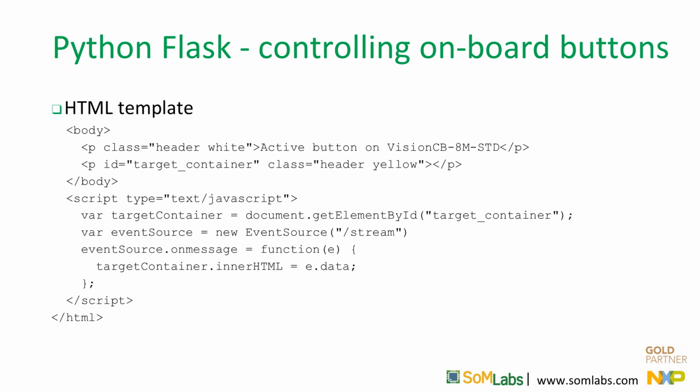Another big change happened to the template. This time it has no parameter, but a JS script is inside of it. The script subscribes itself to receive events coming from the stream path, and each time it receives data, it places it in the defined container, here the paragraph with the target container identifier. As a result, the names of the pressed buttons will appear in it.